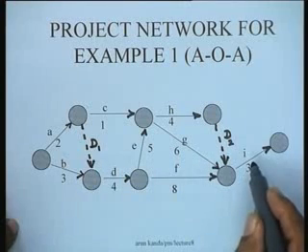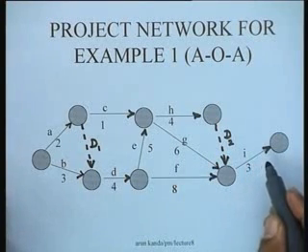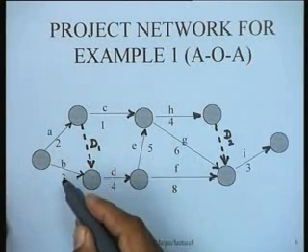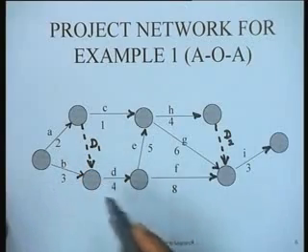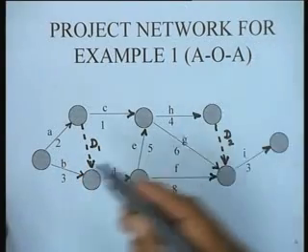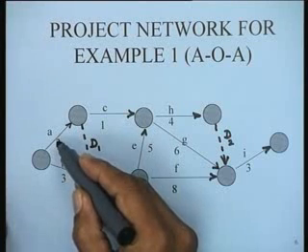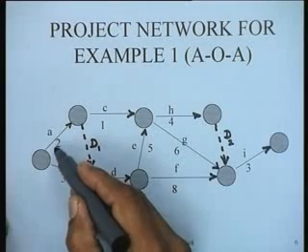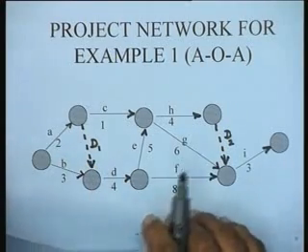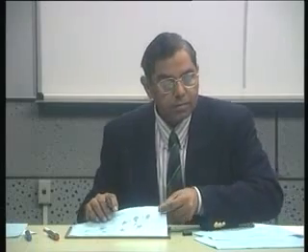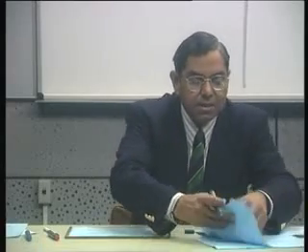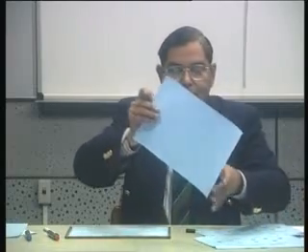So these are the two dummies which have been introduced in this particular network, and we have indicated here the activity durations adjacent to the arcs. Notice that in the AOA representation, it is the arcs which represent the activities. So the durations of the activities are shown adjacent to the arcs in this particular case. Now in this particular example, our objective is primarily to determine the critical path.